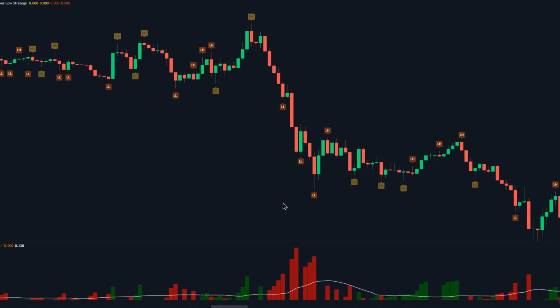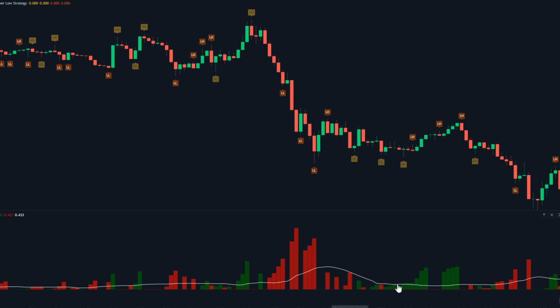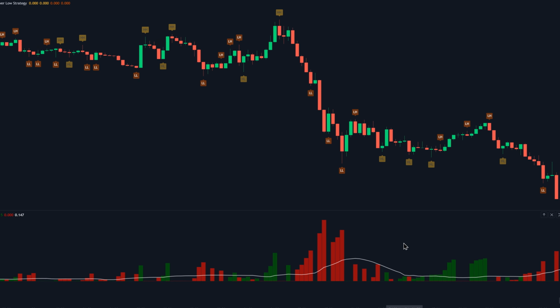Then lastly, we have the Waddah Attar Explosion indicator. This is a momentum indicator. We're gonna be using it to identify market momentum to make sure it is high enough for us to take long and short positions. So basically, when this histogram goes above this white line called the explosion line, that would indicate a high enough bullish or bearish market momentum. And this is where we would be looking to take our entries.